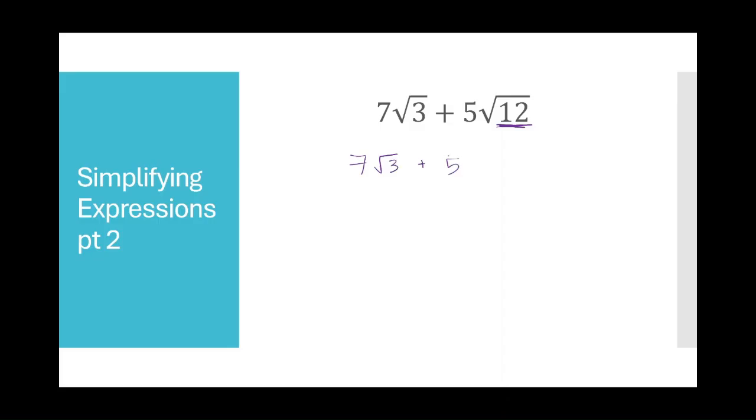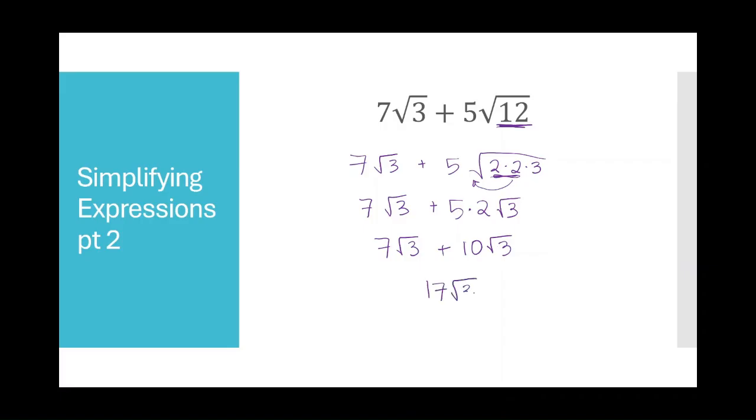And now remembering how to simplify that term, 12 is going to get broken up into 2 times 2 times 3 if I use its prime factorization. And the square root of 2 times 2 is just 2. So I can bring that to the outside. Now I have 5 times 2, and what's left is still a root 3. Now this is looking like something I can simplify. 5 times 2 is 10, so I have 7 root 3s plus 10 root 3s, and I have 17 root 3.